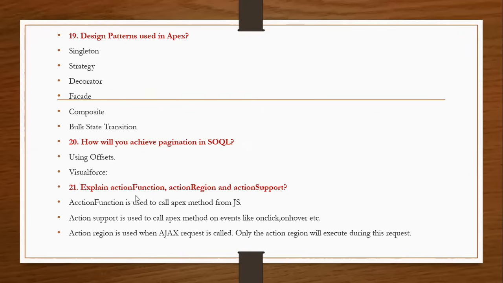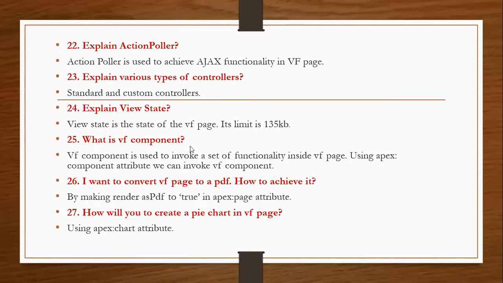Next question, explain actionFunction, actionSupport, and actionRegion. Action function is used to call Apex methods from the JS. Action support is used to call Apex methods on an event like onclick. Action region is used so that when an Ajax request is made, only the action region will be executed during this request. Next question, explain the action poller. Action poller is used to achieve the Ajax functionality in the Visualforce page.